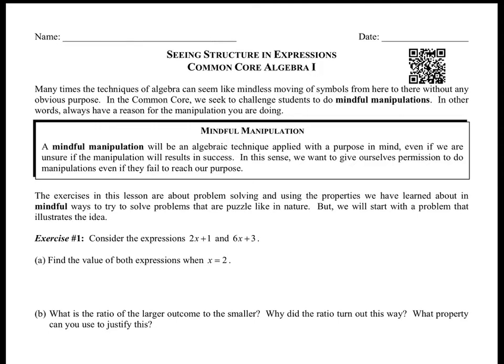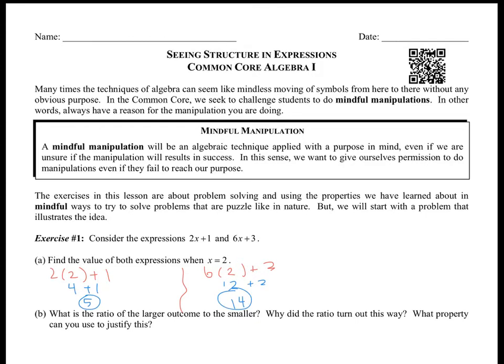So we're going to do some problems that are like solving puzzles, but we will start with a problem that illustrates the idea. We're going to start with the expressions 2x plus 1 and 6x plus 3. Find the value of both of them when x equals 2. That means we're going to plug 2 in for every x. So 2 times 2 plus 1 is our first expression, and our second expression is 6 times 2 plus 3. 2 times 2 is 4. 4 plus 1 is 5. 6 times 2 is 12. 12 plus 2 is 14.